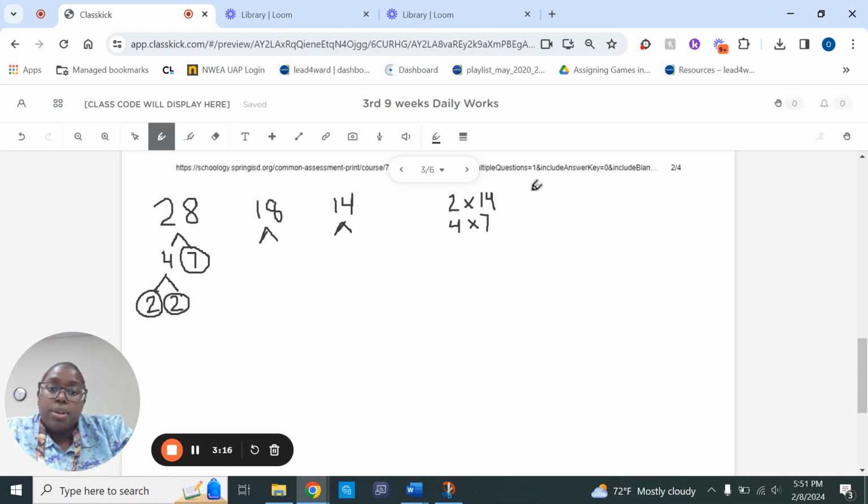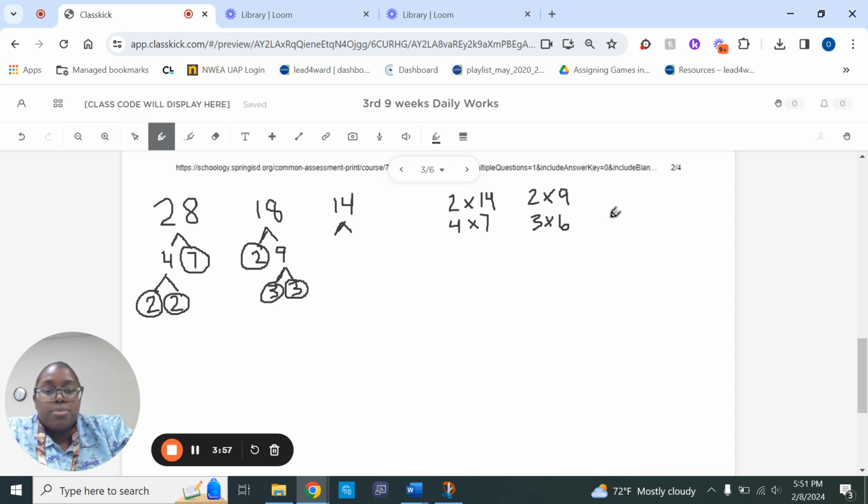18 is next. For 18, I can use 2 times 9, and I can use 3 times 6. And of course, you have 1 times 18, but we're not allowed to use 1. So we've got to use one of these two. I'm going to use 2 times 9 because that's most likely the one you know best. We're going to use 2 because 2 is prime, but 9 is not. So let's break that down. 9 is 3 times 3. 3 is prime, so we are done with our second number.